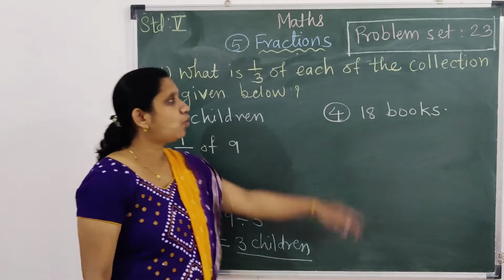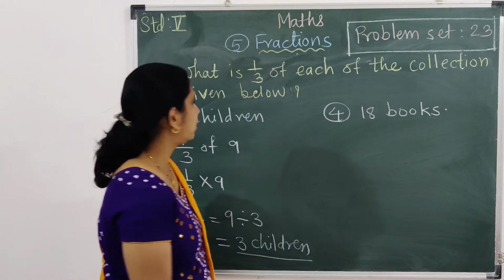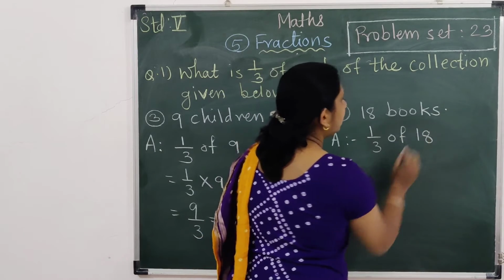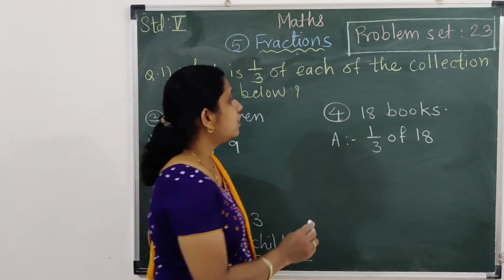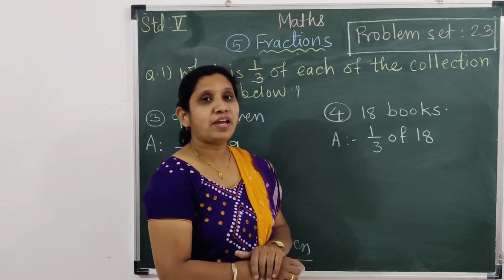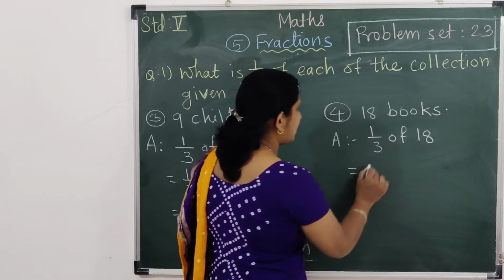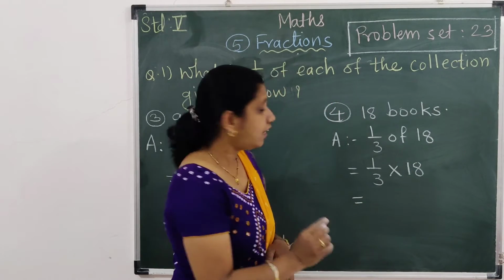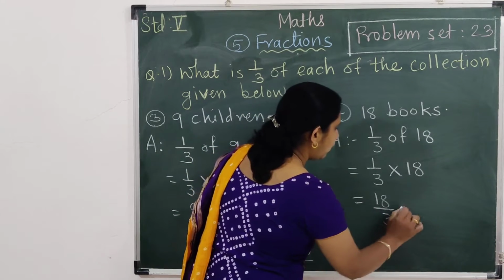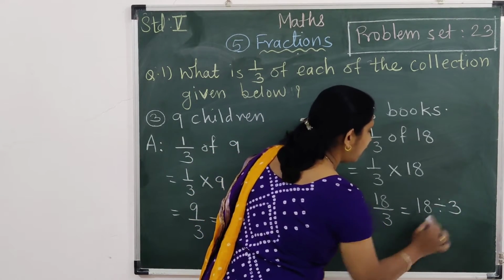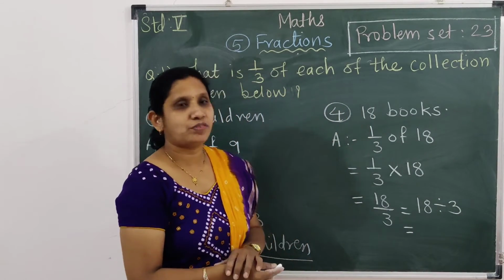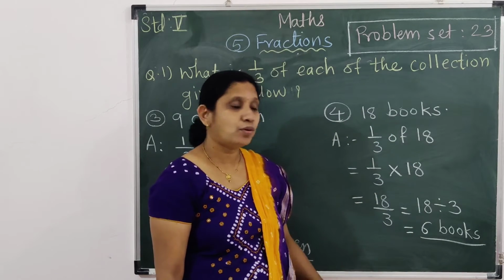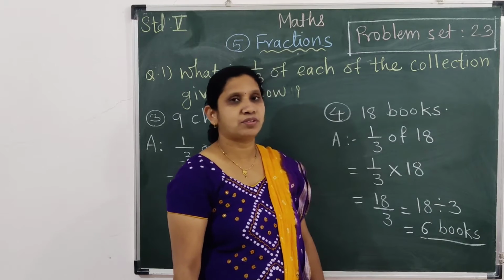Okay. Now let's see the fourth example. 18 books. So the answer: 1 upon 3 of 18. So in place of the word, we have to use the sign of multiplication. So 1 upon 3 into 18, which means 18 upon 3, that is equal to 18 divided by 3. As we know the table of 3, 3 6s are 18. What is the 1/3 collection of 18 books? It is 6 books.